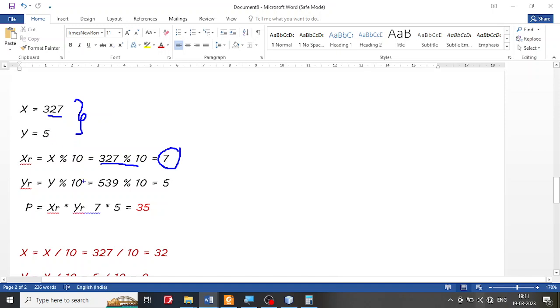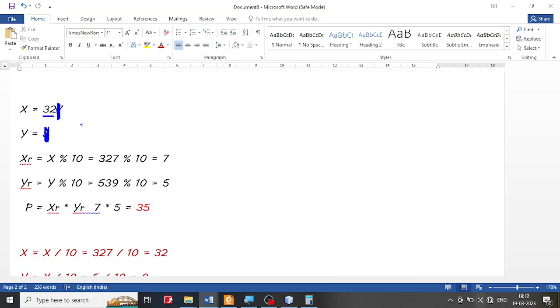Similarly take 5, not 539, similarly take 5 divided by 10, so the remainder will be 5 itself. 10 cannot divide 5, so this is 5. So you have 7 into 5, this is 35. Now what is the next step? Next step is you have multiplied the first digit, this you have eliminated.